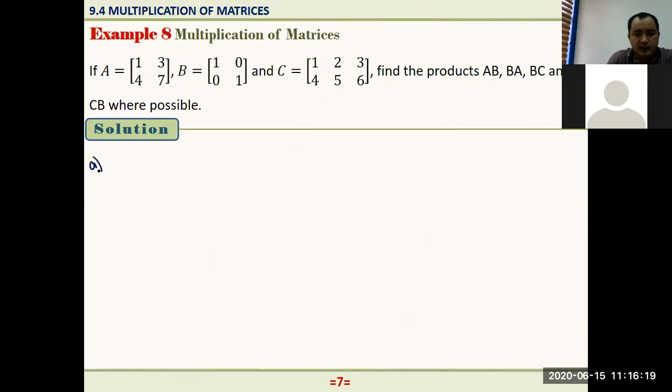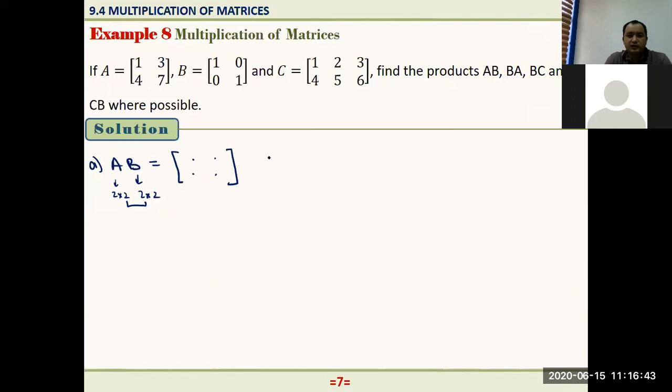Let's say this A times B. And what is the dimension of A? It is 2 by 2. Dimension of B, 2 by 2. So that means that it is possible, right? Now I know that the resultant matrix will be 2 by 2. So here we will have something like this, 2 by 2.